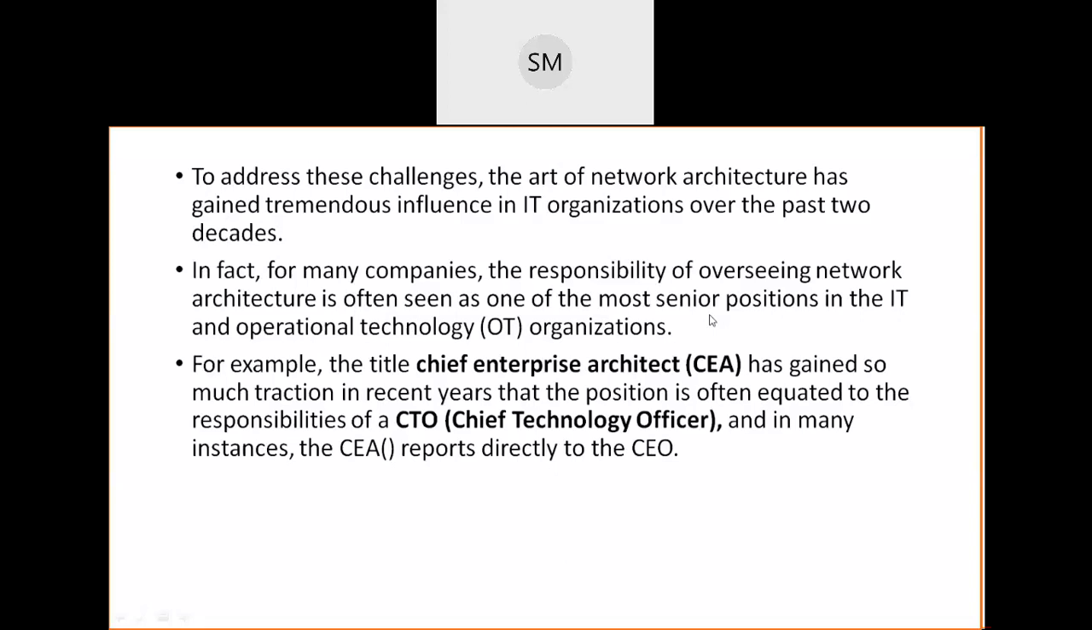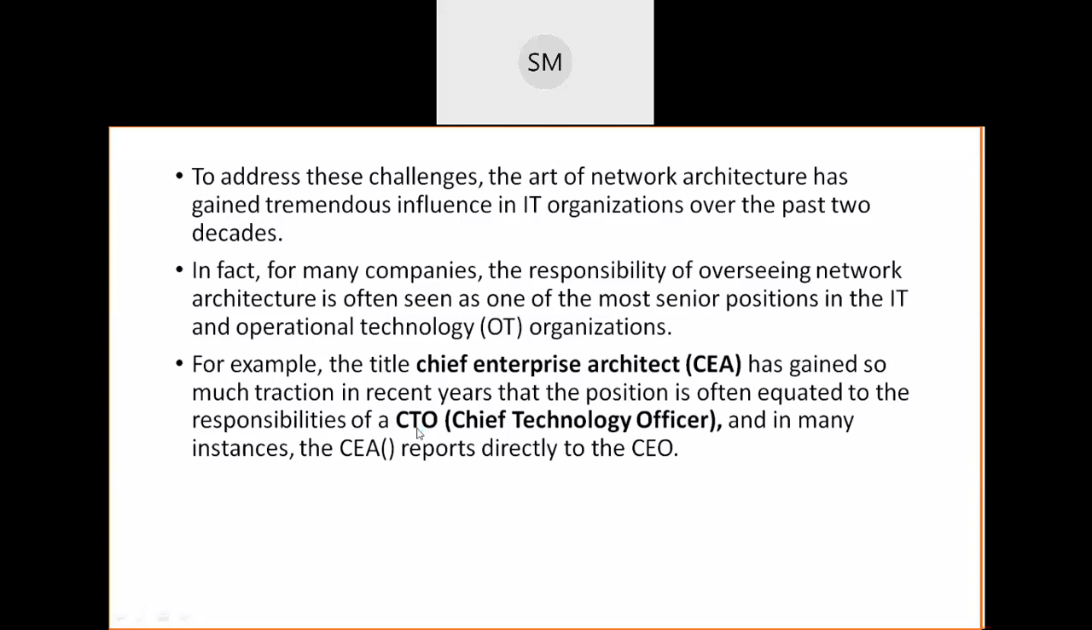So, for example, sir, how these senior positions are available in IT companies. For your idea, I am going to tell you one designation, that is Chief Enterprise Architect. Chief Enterprise Architect has gained so much traction in recent years that the position is often equivalent to the responsibilities of a CTO. It means that the CEA designation is not a small designation. It is equivalent to CTO. It means the responsibilities of CTO are equivalent to CEA.